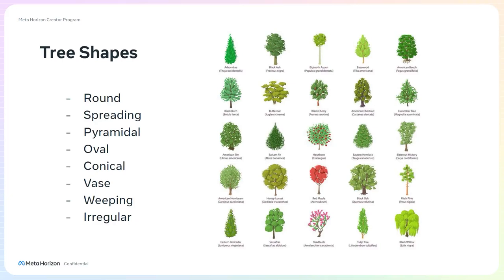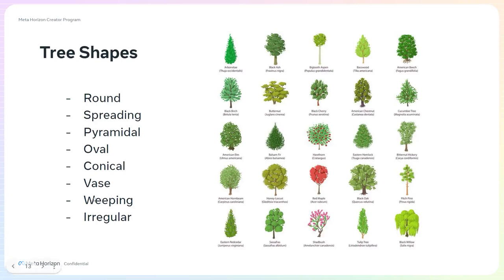Pyramidal would be more of your Christmas trees. Yes, oh my gosh, willows are beautiful. So yeah, pyramidal trees, that would be your Christmas tree. They're basically cone shape and they just point straight up. And then you have your oval trees, which would be more towards this American hornbeam, right? Then you have your conical trees, which I don't see here, but it would be more like a cypress tree, which is kind of a tall and slender type tree.